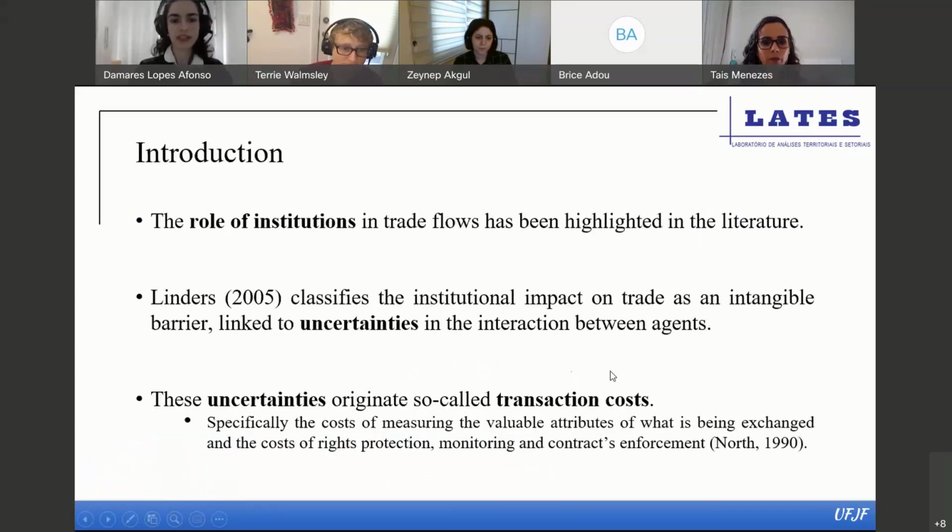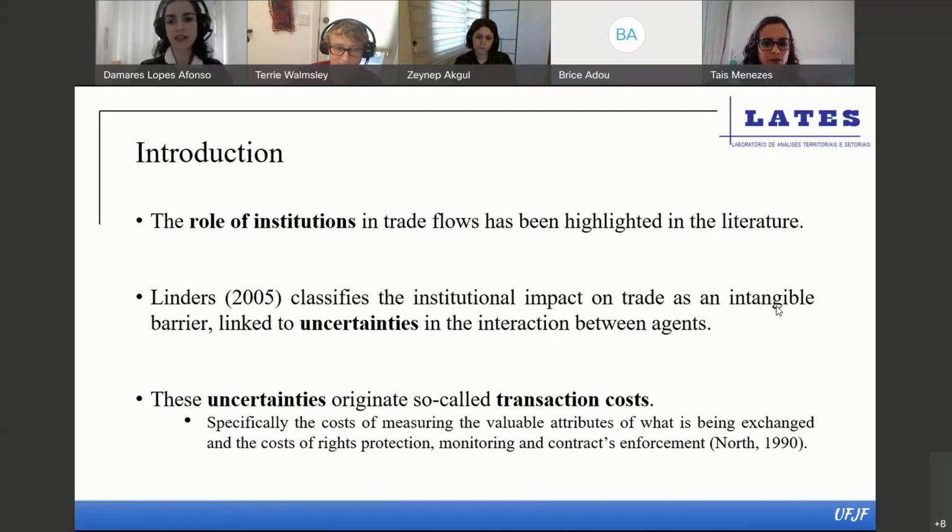Much is discussed in the literature about the determinants of international trade, which include the different levels of productivity between countries and differences in factor endowments. But around the year 2000, the empirical literature began giving attention to the impact of institutions on trade. Linders classifies the institutional impact on trade as an intangible barrier, different from tangible barriers such as transportation costs and tariffs, and linked to uncertainties in the interaction between agents.